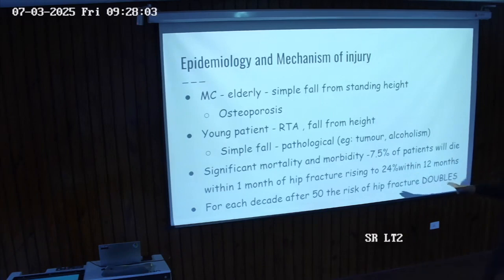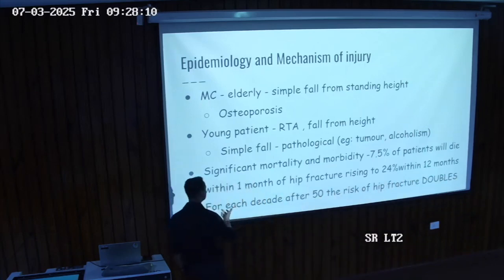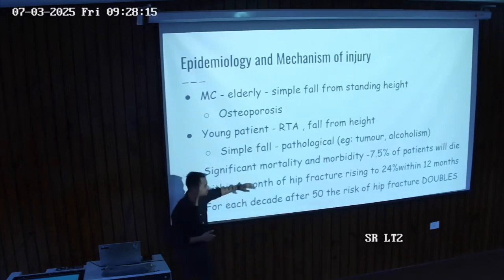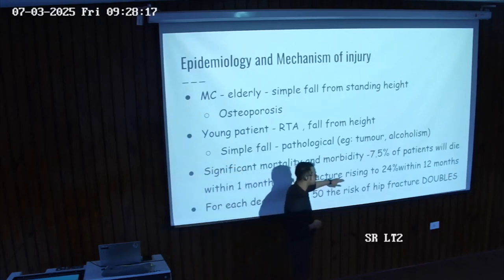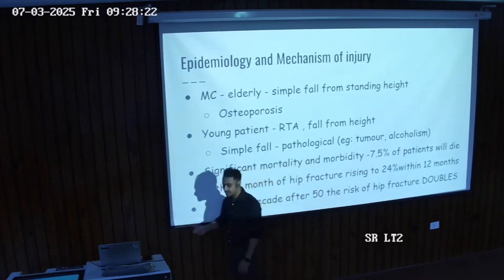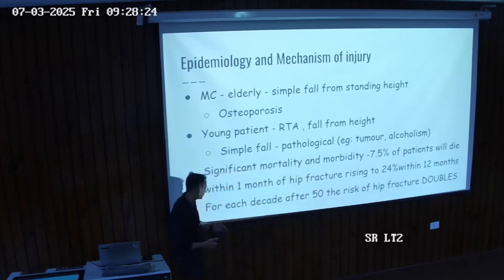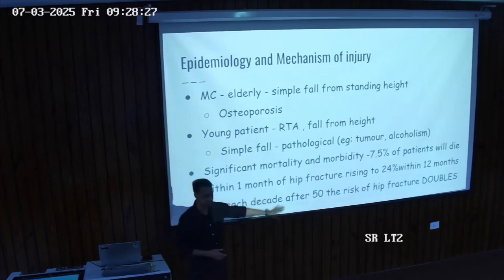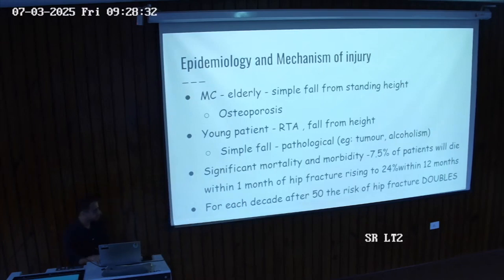Now, there is significant mortality and morbidity associated with this fracture. You can see 7.5% of the patients die within the first month of hip fracture. 7.5%, which is a very high number. And 24% of them die within 12 months. After every decade, when you cross 50, the chances of hip fracture double. That is, if you don't take care of your health. So 60, 70, 80. As the age increases, the frequency of these fractures also increases.